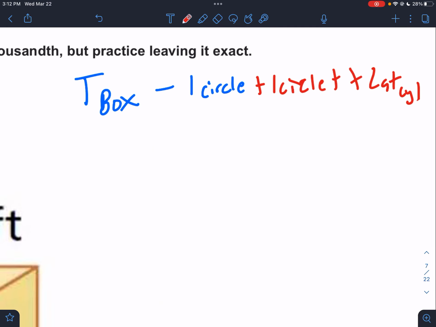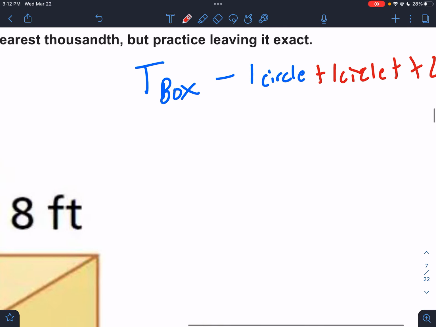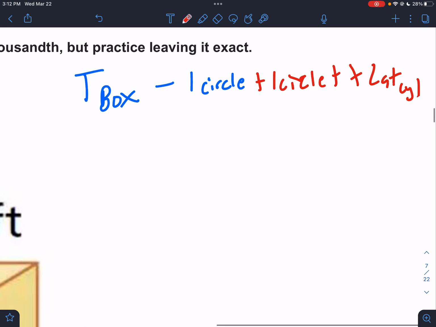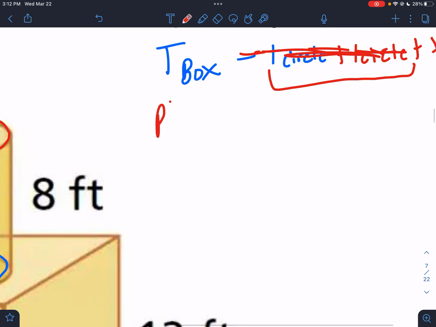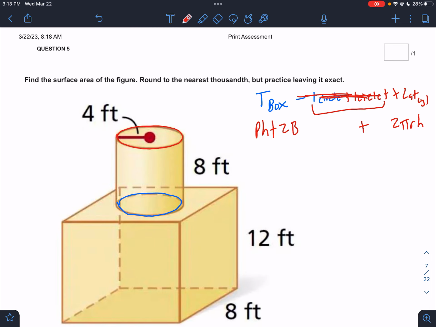So this is my plan. The total of the box minus the circle that's covered up, plus the circle on the top, plus the lateral would get me everything I need. Now you might be noticing right here, those cancel out. So really all we're doing is the total of the box plus the lateral of the cylinder. That's PH plus 2B for the box plus 2 pi RH for the cylinder. And that's going to be our surface area.